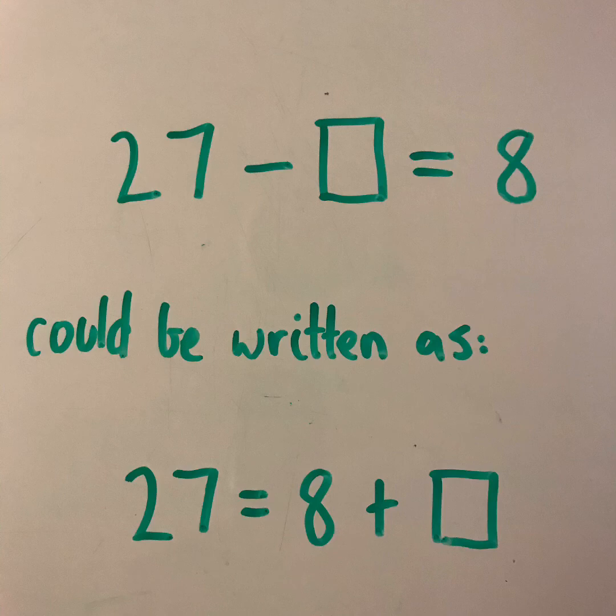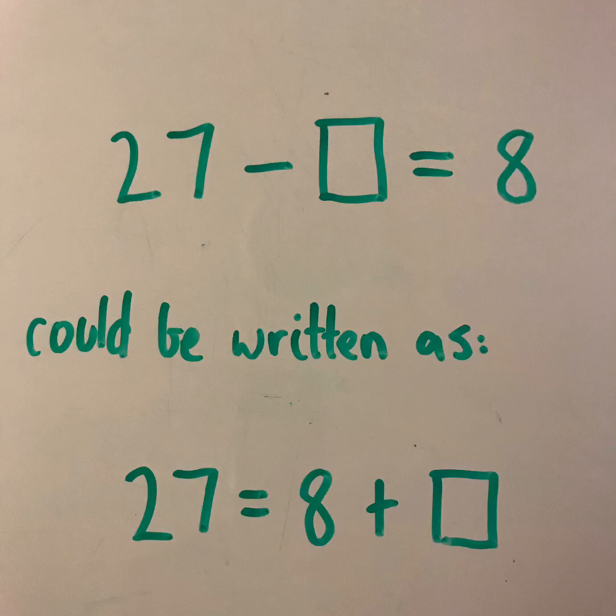Alright, so this is how I've done it. I've changed 27 minus that square equals 8. I've changed the side of the square. So now I've got 27 equals 8 plus the square. The square's changed symbol from a negative to a positive as it's crossed that equal sign.